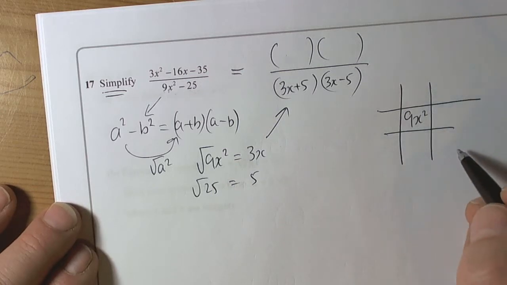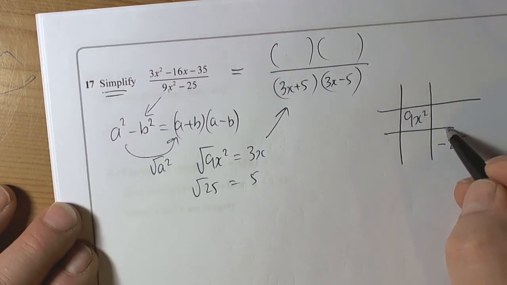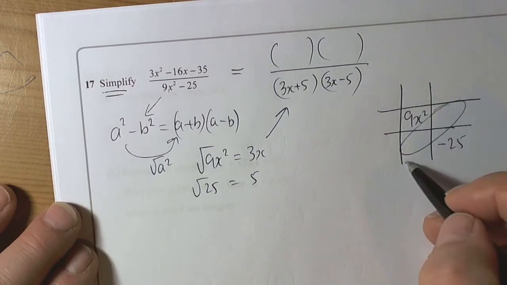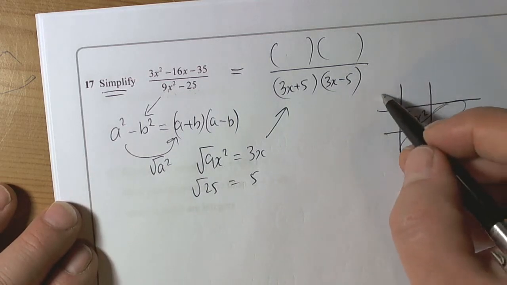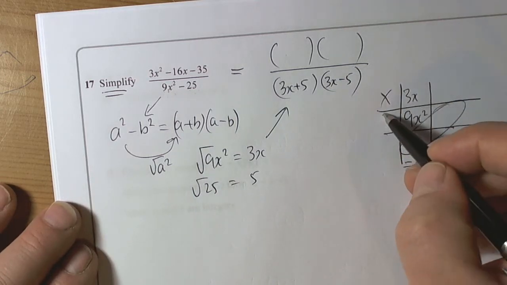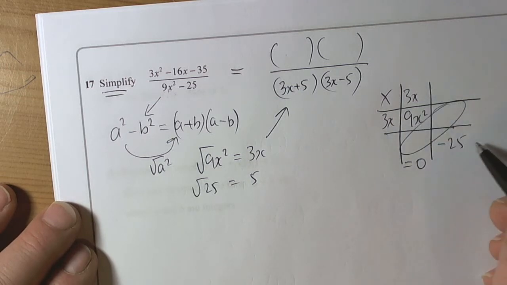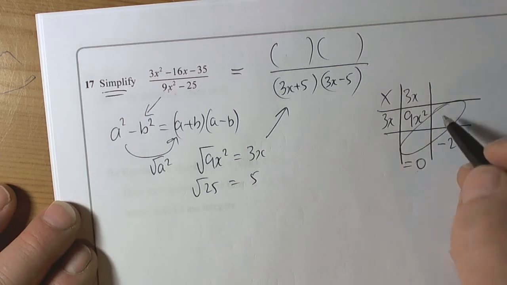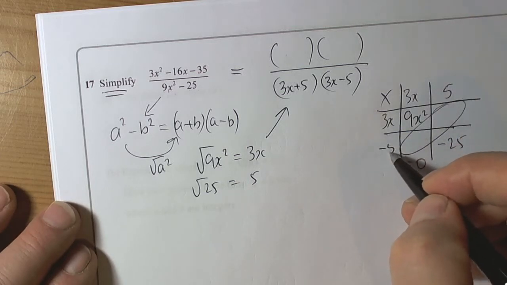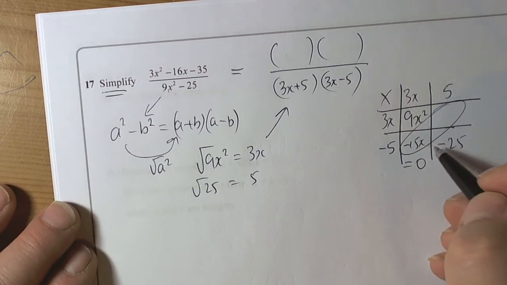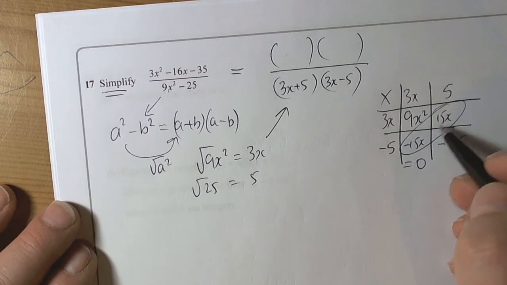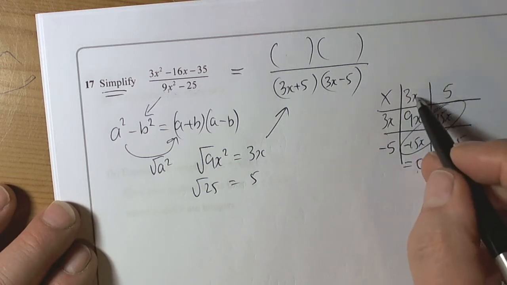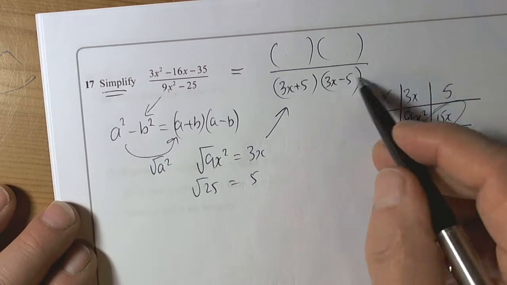So we know that 9x squared must come in there, take away 25 must come in there, and these two must add up to 0 because we've got no x's in the middle. We're multiplying on this grid, so that has to be 3x and 3x because that's what's going to make 9x squared. We need two numbers that multiply to give us negative 25, but add to give us nothing. So 5 and negative 5. And then we can check it works. So 3x times negative 5 is negative 15x. 3x times 5 is 15x. 15x take away 15x is 0. So 3x plus 5 and 3x minus 5.